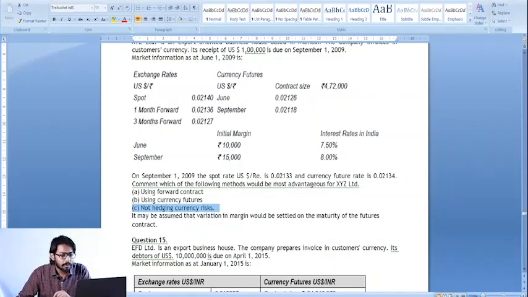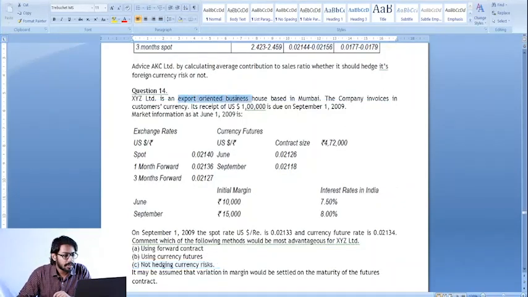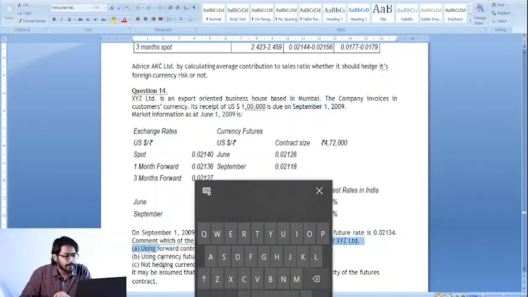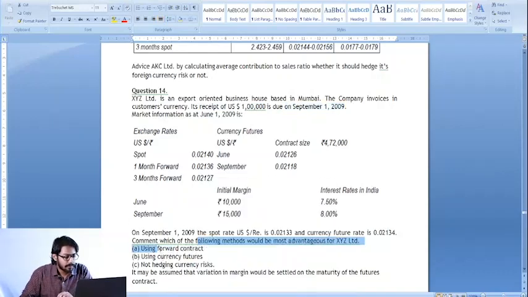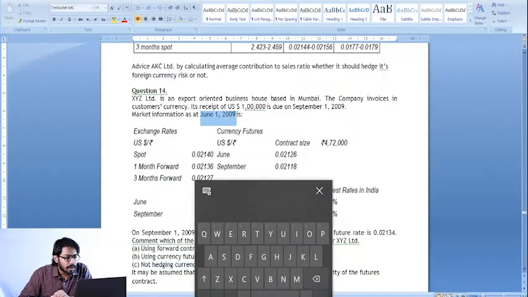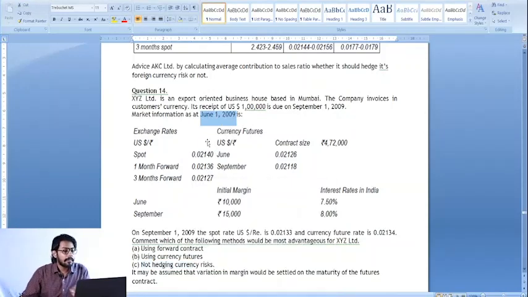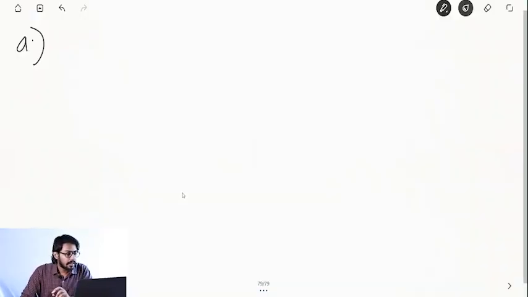You are an export oriented business house. You have a receipt of $1 lakh, which is due on September 1st. You can use a forward, futures, or not hedge the risk. What is the forward rate? On 1st June, do you need the 1 month forward or the 3 months forward? June, July, August, September 1st. So the 3 month forward rate is 0.02127.